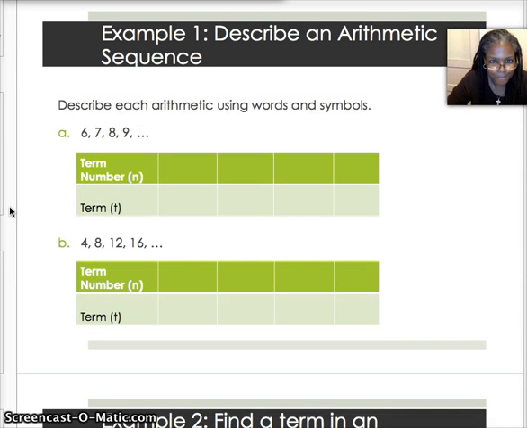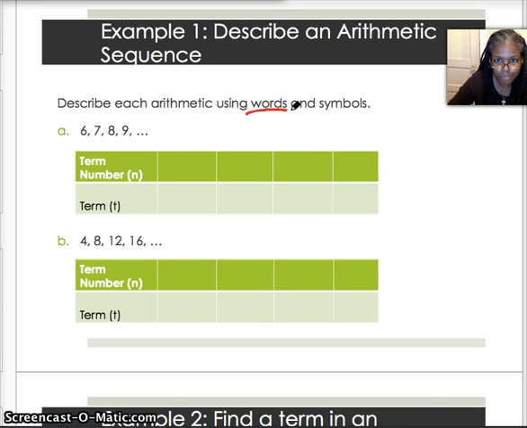Here we are at example 1. In example 1, we're asked to describe an arithmetic sequence. Describe each arithmetic sequence using words and symbols. So when we describe it with words, here's what we're really going to do. We're going to talk about what the common difference is. That's going to be important. When we describe it using symbols, we're going to write an equation. So we're going to look for words and we're going to look for an equation.